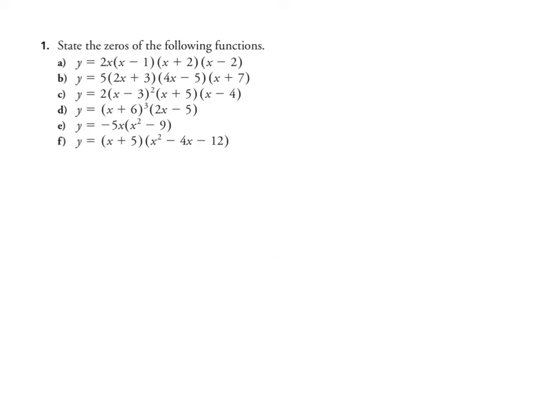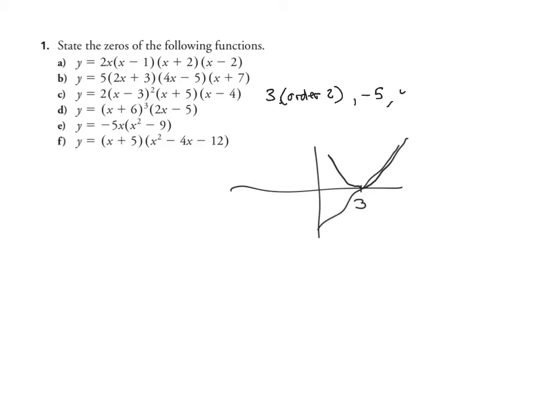All right, for part C, your zeros are 3. And there are 2 of them there, so I like to say order 2. That way I know when I'm graphing it, it's not going to go through at 3, but it'll bounce off and come back because it's order 2. Negative 5 and 4. Those are both order 1.